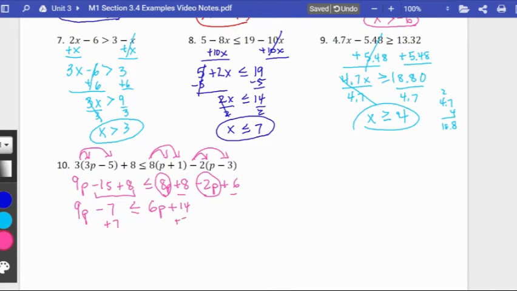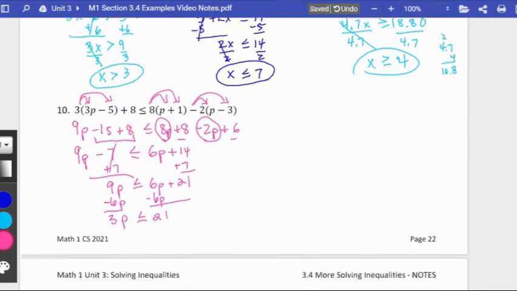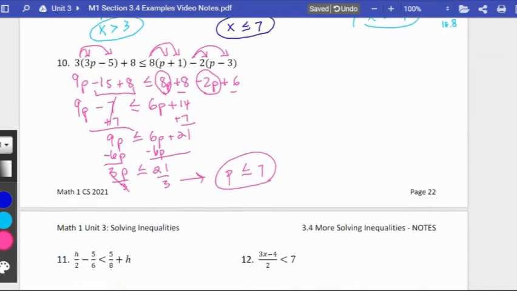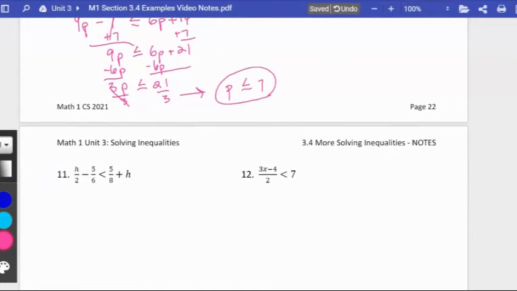Add 7 to both sides. I get 9p less than or equal to 6p plus 21. Usually I do my variables first. I must have overlooked that. I must subtract 6p from both sides. I get 3p is less than or equal to 21. Divide by 3 on both sides. P is less than or equal to 7. All right, let's keep going.